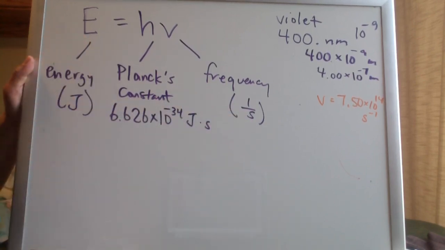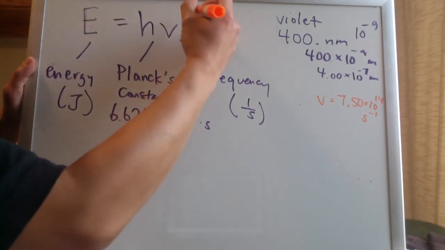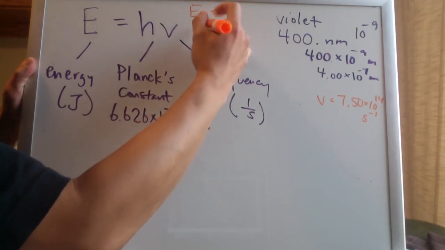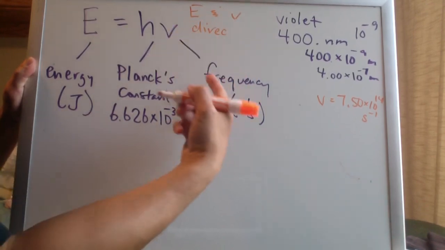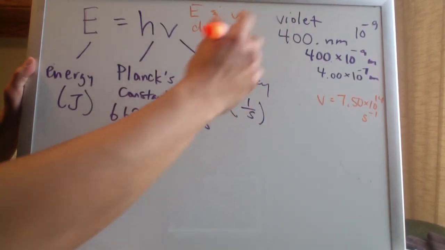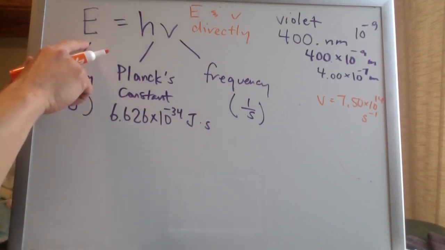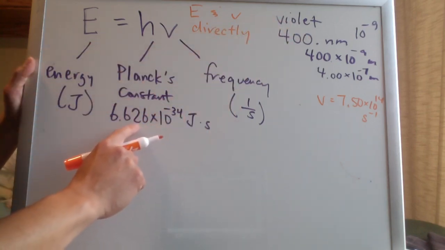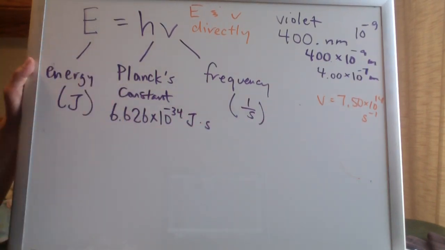Now, if we take a look here, energy and the frequency now are on opposite sides of the equation. So energy and frequency are directly proportional. So with a greater frequency, we would have a greater amount of energy. So all we would have to do to plug and chug then to calculate the energy of one photon of violet light is multiply Planck's constant times the frequency, and then we would get the answer.